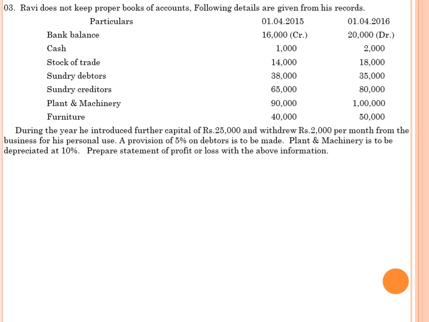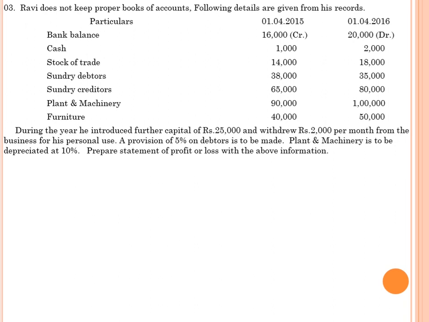During the year, he introduced further capital of rupees 25,000 and withdrew rupees 2,000 per month from the business for his personal use. A provision of 5% on debtors is to be made. Plant and machinery is to be depreciated at 10%. Prepare the statement of profit or loss with the above information.